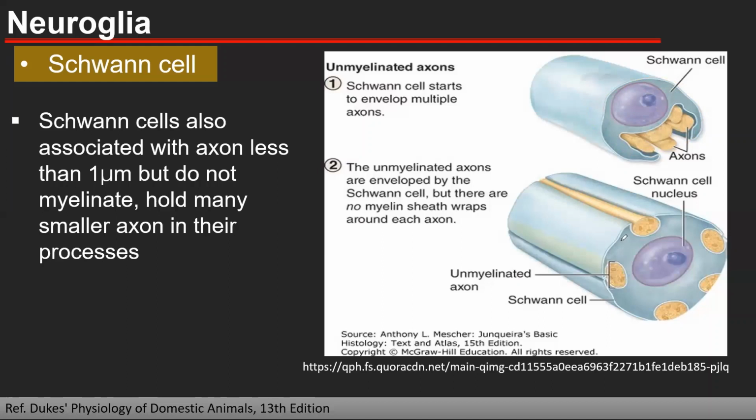We can see in this diagram that the unmyelinated axons are enveloped by the Schwann cell, but there is no myelin sheath wrapped around the axon. So Schwann cells are also present with unmyelinated axons, but they don't form the myelin sheath. So this is about the Schwann cell.